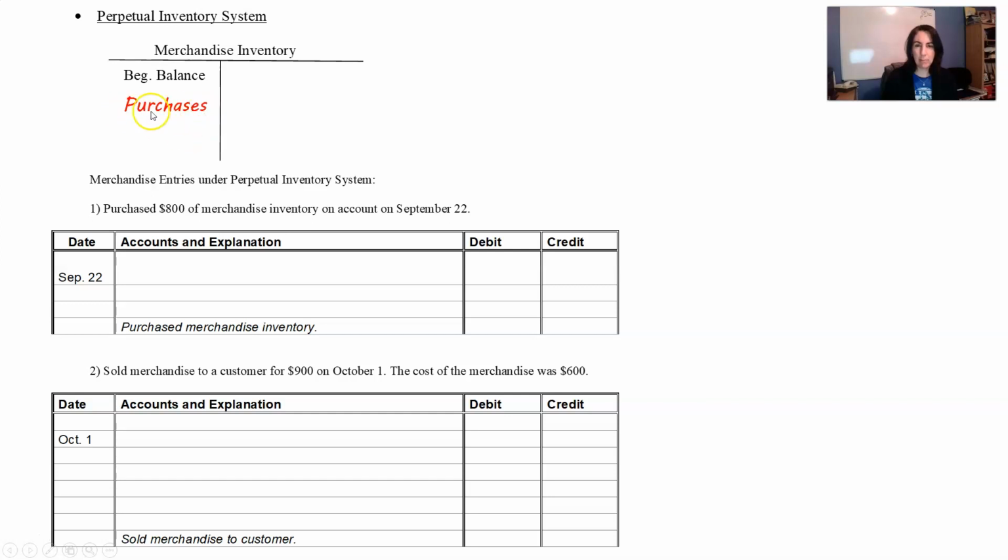And if you buy anything, right, then you're increasing your inventory with any purchases. And if you sell anything, then you're crediting your inventory to decrease it. And that gives you a final ending balance. All right, so let's look at some journal entries with this.